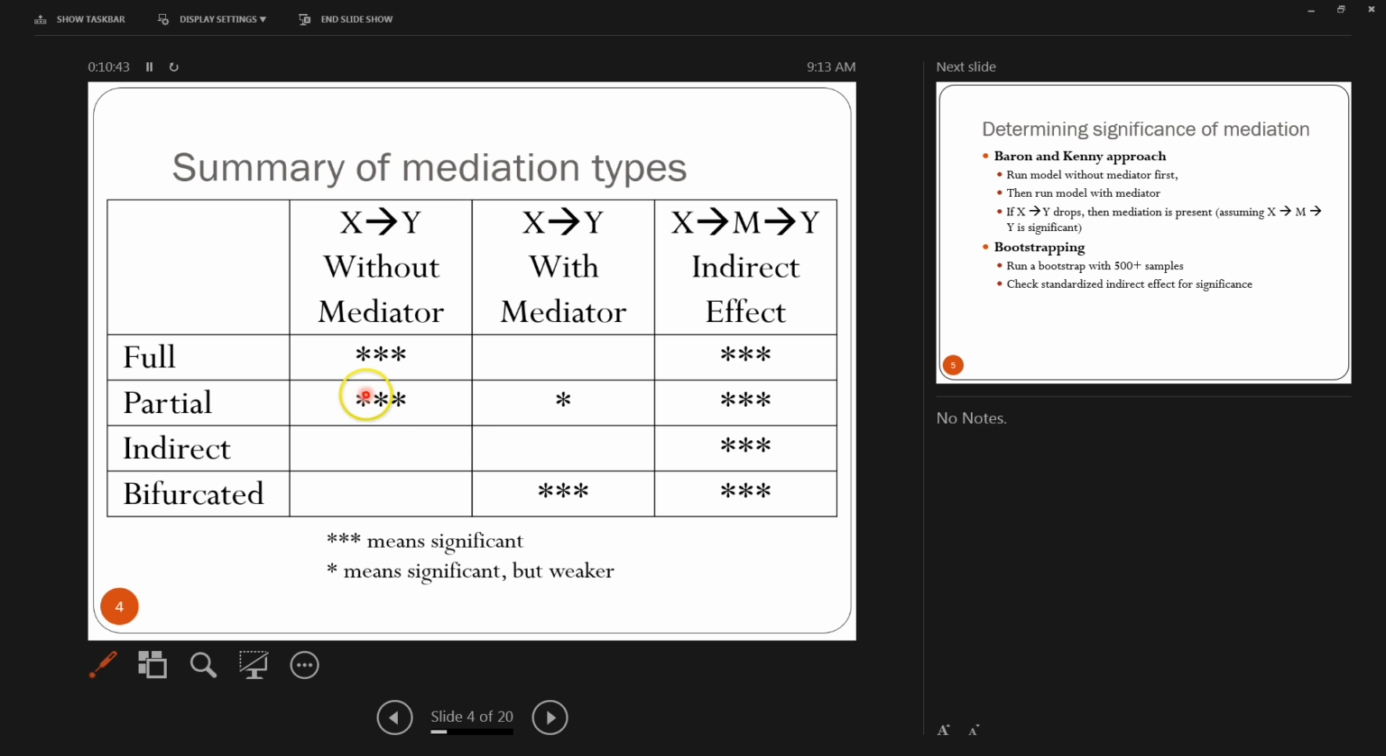Partial is where you have a significant direct effect without the mediator, but then when you add the mediator, that direct effect sort of decreases in amplitude and possibly in significance. Johannes, did you have a question?